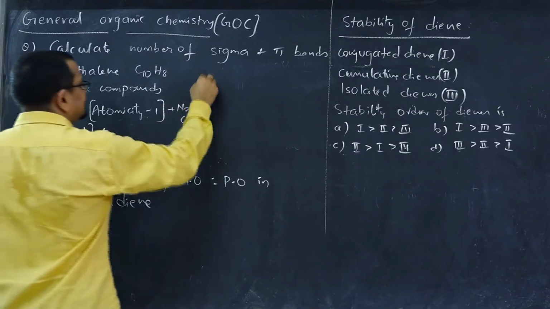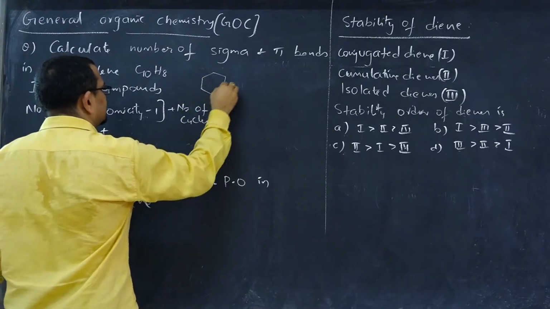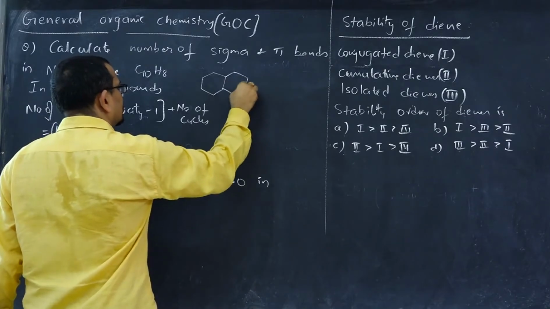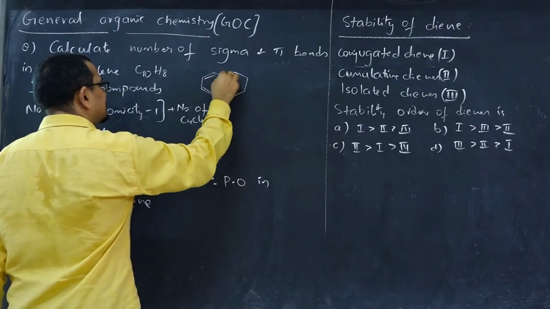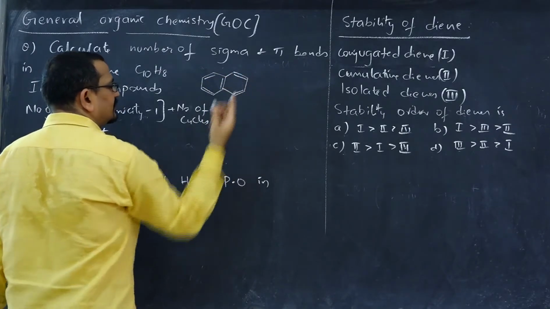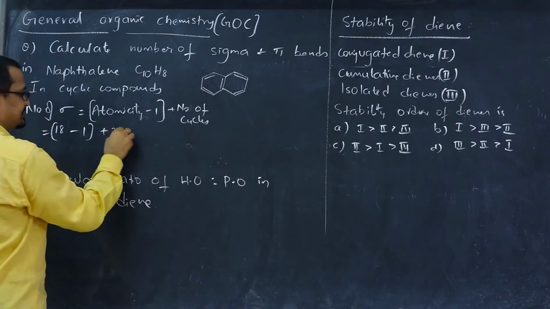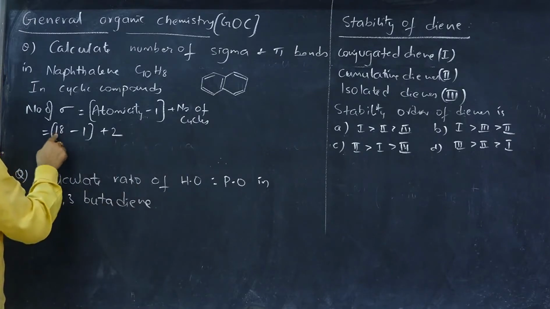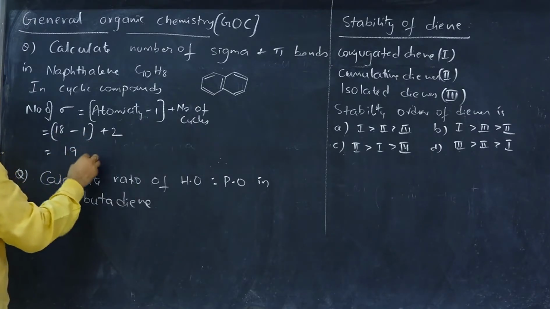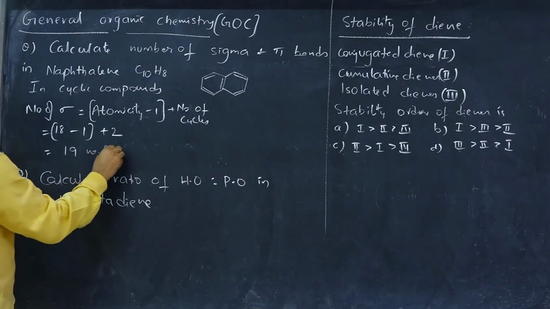Say this is the structure of naphthalene. They will specify whether it is a bicyclic compound or a tricyclic compound or a monocyclic, etc. It is a bicyclic compound. It has 2 cycles. That equals 17 plus 2, 19 sigma bonds.